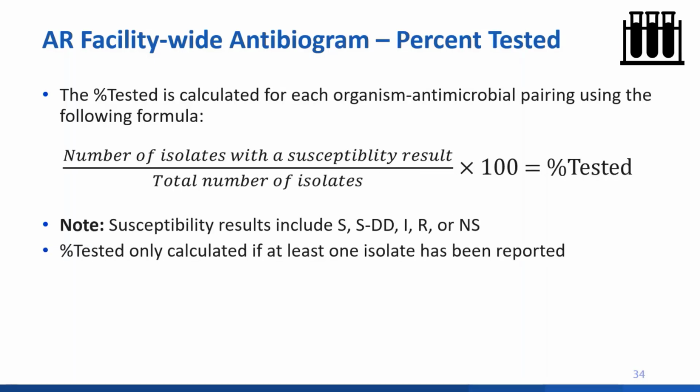In a separate table in an antibiogram report, it would also show the percent tested, which is calculated for each organism antimicrobial pairing using the following formula. Number of isolates with a susceptibility result. Those susceptibility results can include S, SDD, which is susceptible dose dependent, I, intermediate, R, resistant, or NS, which is non-susceptible, divided by the total number of isolates times 100. Percent tested is only calculated if at least one isolate has been reported.